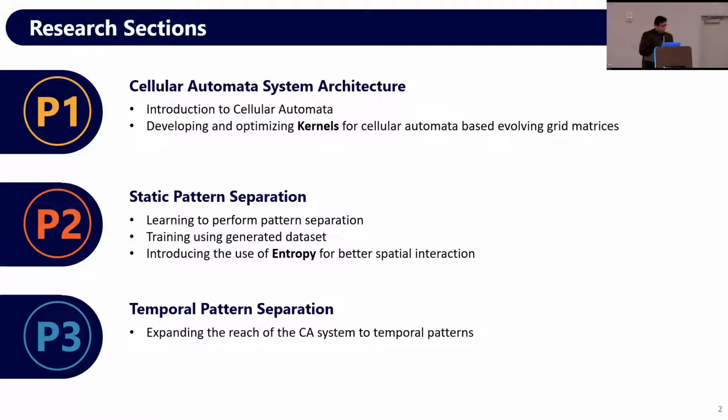The second section is going to be static pattern separation. We're going to talk about exactly what that is, the data set that was generated to be used with it, as well as how we're training the cellular automata to perform that. And also the role of entropy, which is our magic ingredient. The third section will be temporal pattern separation, where we extend the static image separation into a series of temporal structures. This will extend the reach of the CA.